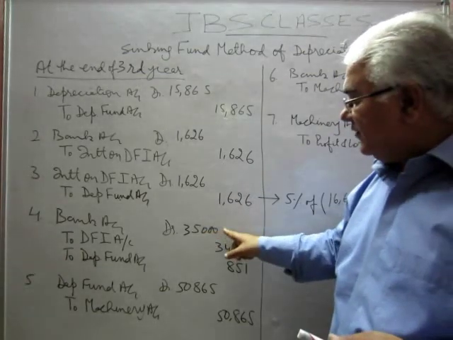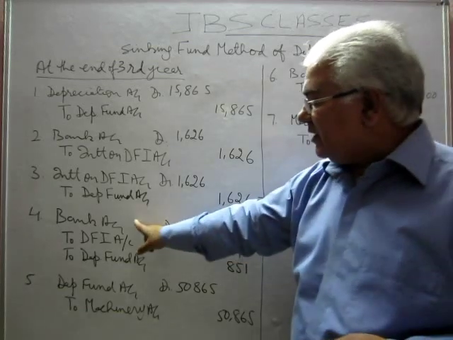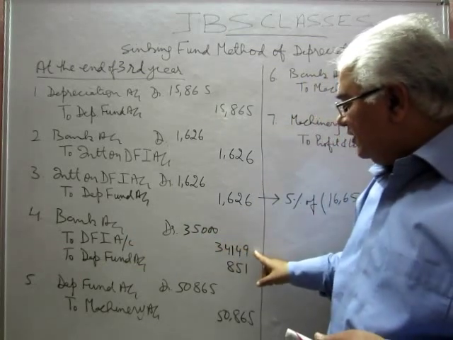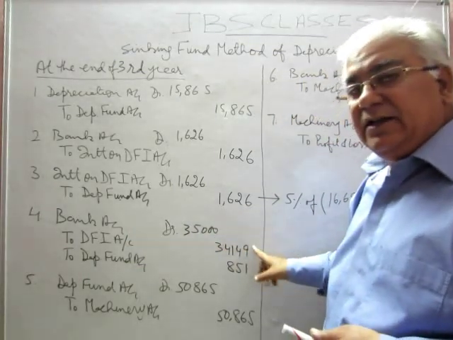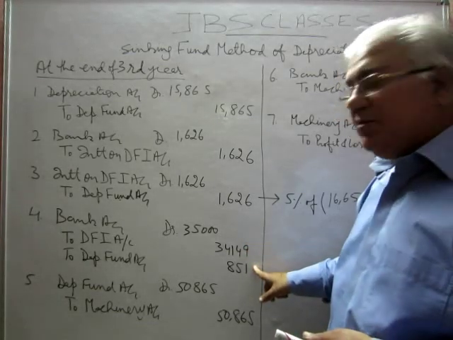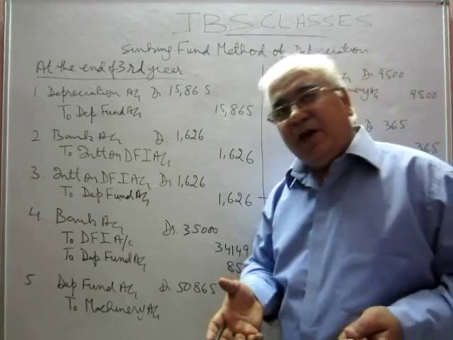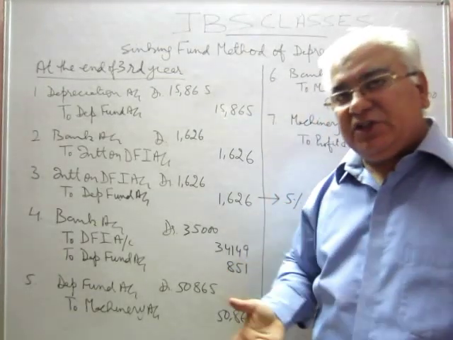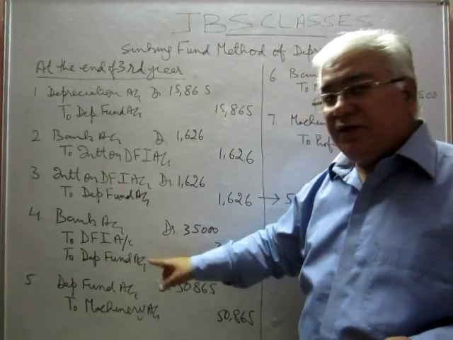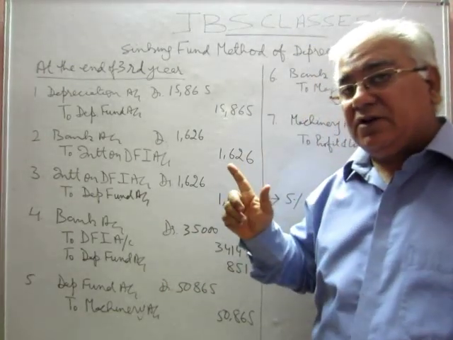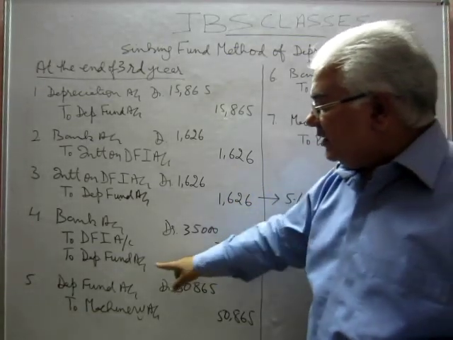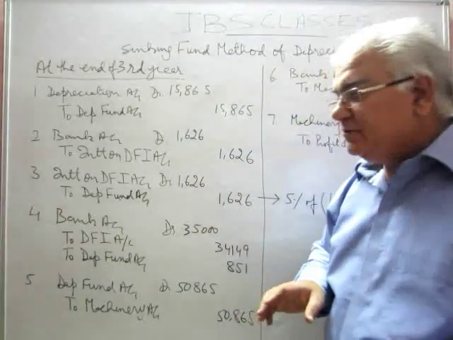So we are receiving 35,000 in bank, so bank account is debited to depreciation fund investment account 34,149. This is the book value of the investments with us. 851 is the profit made by us. Since this profit is made on investments belonging to depreciation fund, hence this profit has been taken to the credit of depreciation fund account and not to the credit of profit and loss account. Okay, so this 851 is to the credit of depreciation fund account.